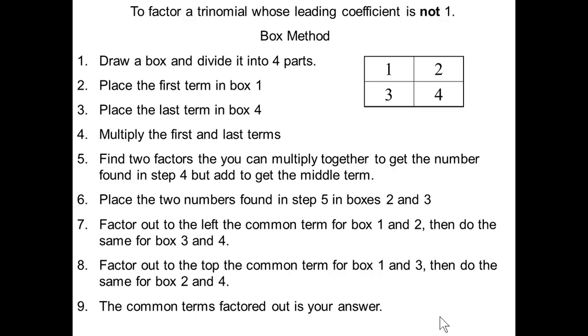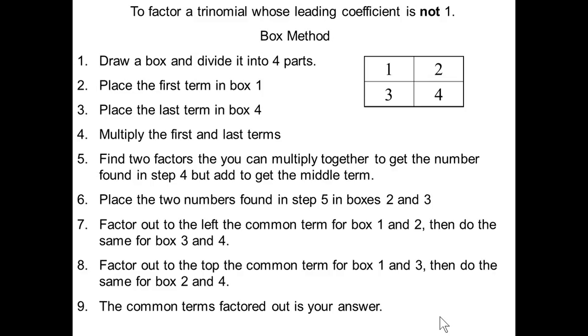First thing you're going to do is draw your box and divide it into 4 parts. And then you're going to place the first term in box 1. You're going to place the last term in box 4. And then you're going to multiply these 2 terms together. And then you're going to go back to doing what we were doing previously. You're going to think, what can I multiply together to get this product, and add together to get that middle term. Whatever your 2 magic numbers are that you come up with, those go in boxes 2 and 3.